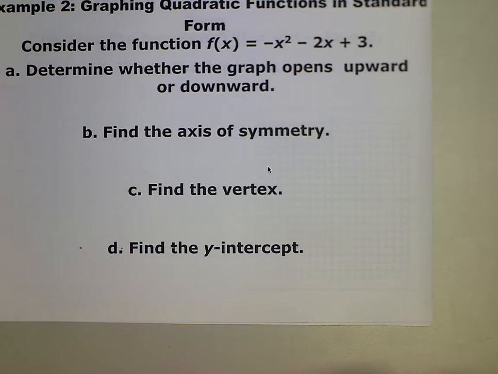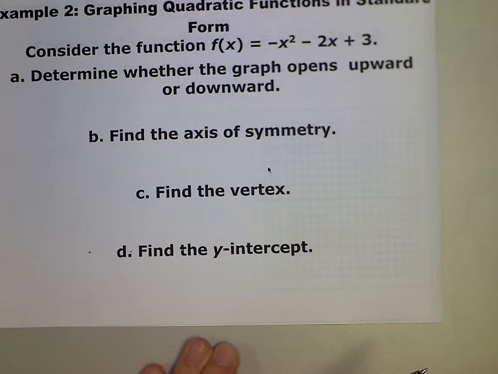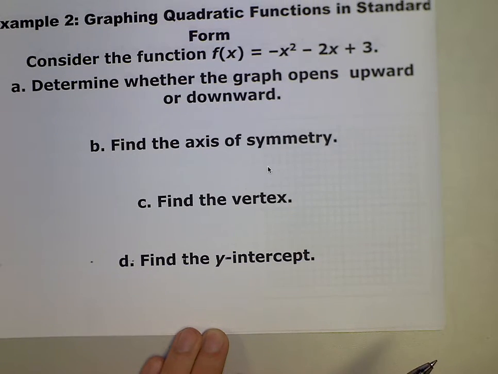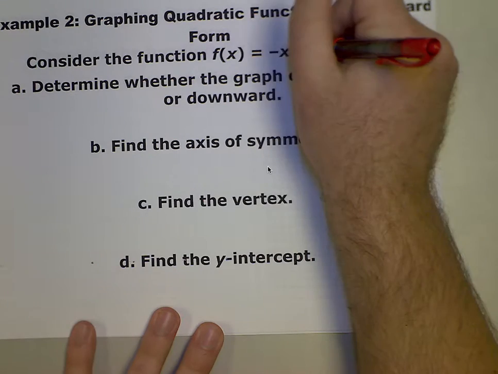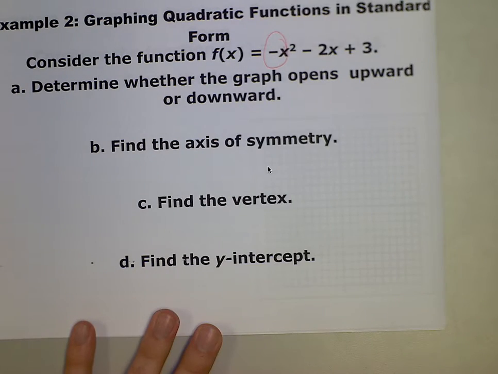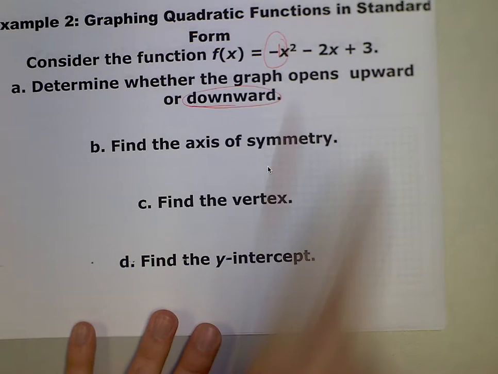Alright, we have another example here. I'm going to go through these pretty quickly. You should be able to do these on your own as well. Our first part, opens upward or downward, is based on my a value. A here is a negative 1. If it's not there, there's really a 1. So that negative tells me that I'm going downward. I'm just going to circle that here just to move quickly.